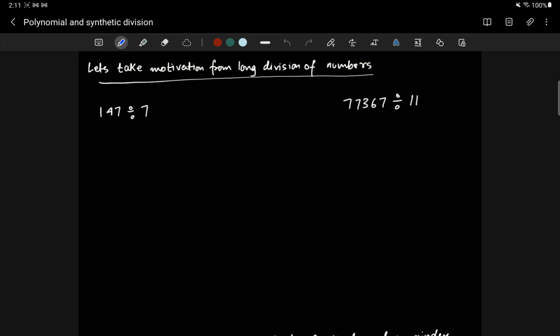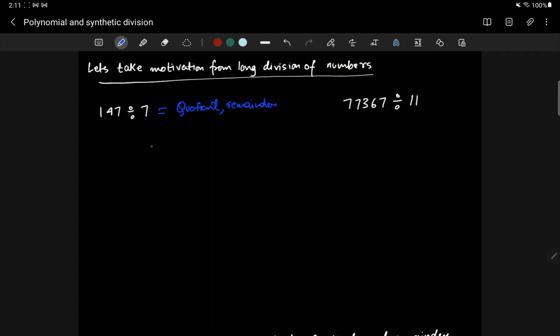Since we are trying to draw a parallel with division of numbers, that's a natural place to start. Now when we divide two numbers, this usually gives us two numbers. It gives us something called a quotient and it gives us something called a remainder.